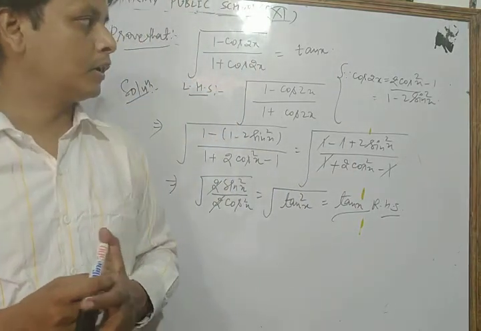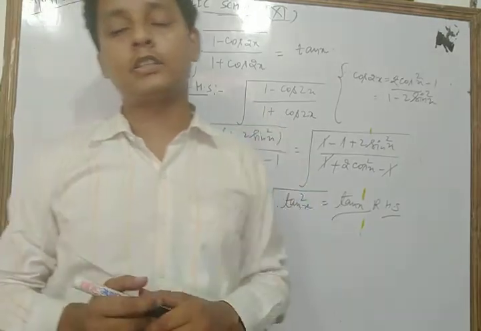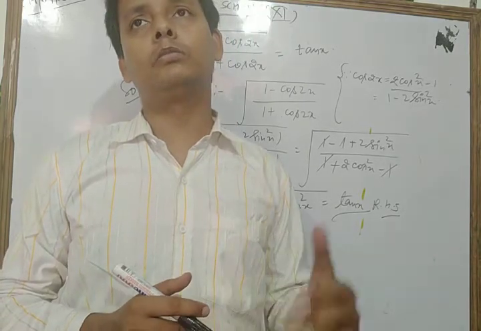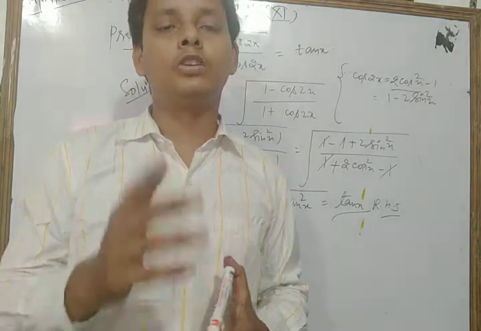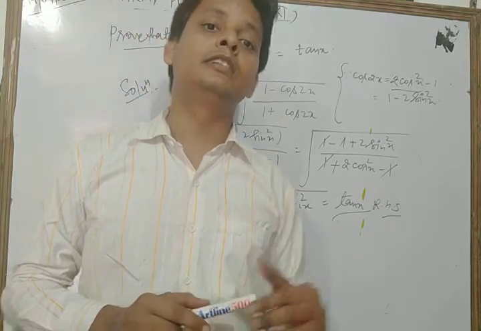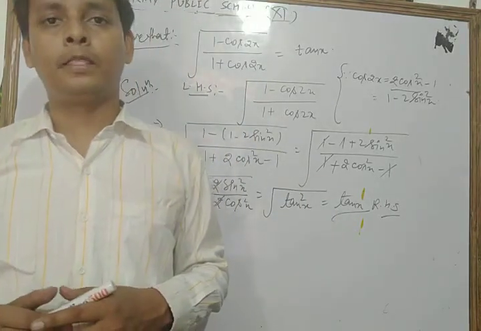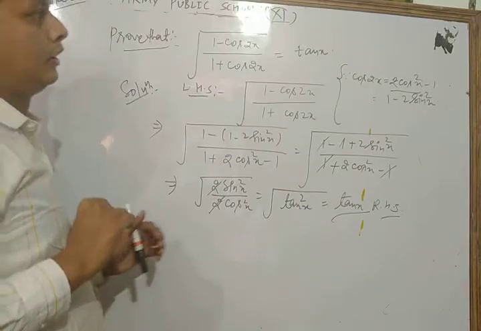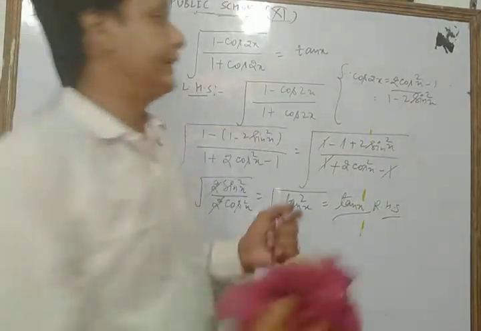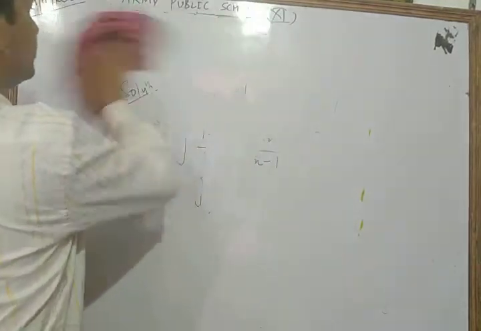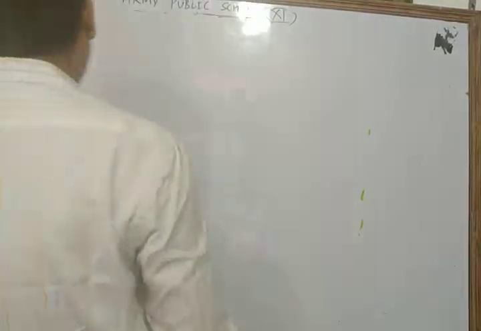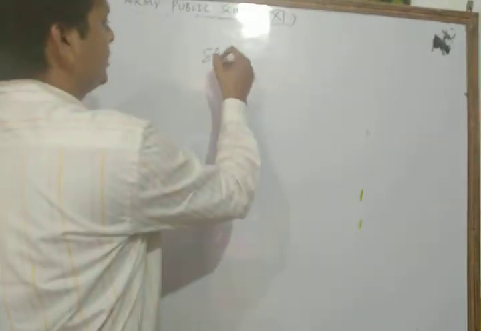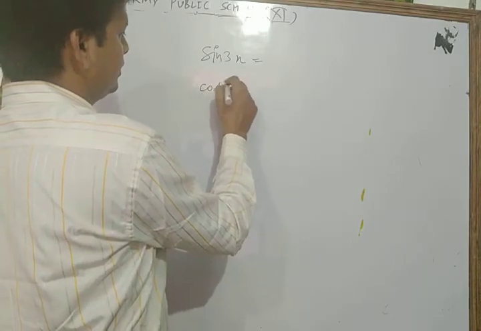Now in the next class we take some other questions of trigonometric functions, and we discuss some new trigonometric identities in your syllabus, like sin 3x, cos 3x and tan 3x, etc. Let's see some new trigonometric identities. Some new trigonometric identities we discuss in the next class, that is sin 3x and cos 3x.